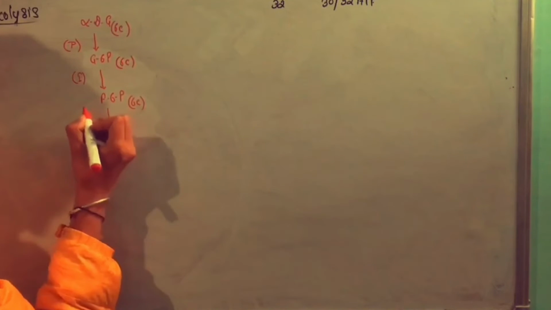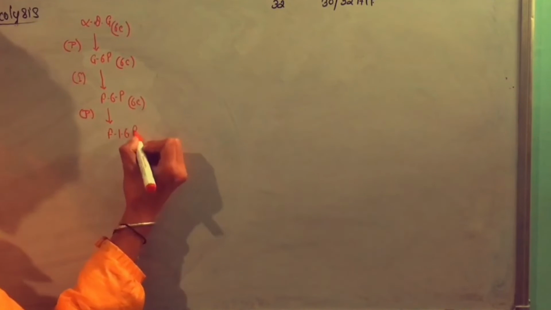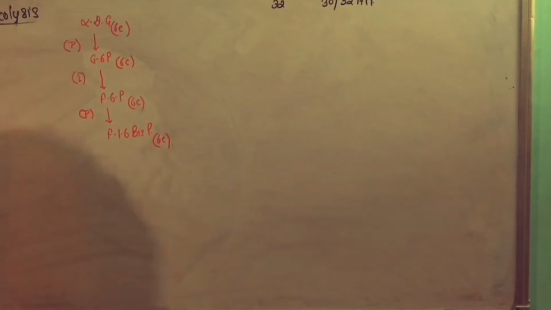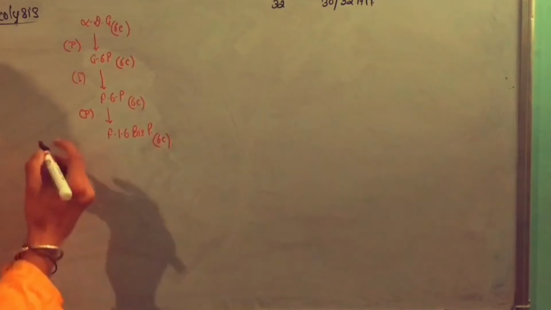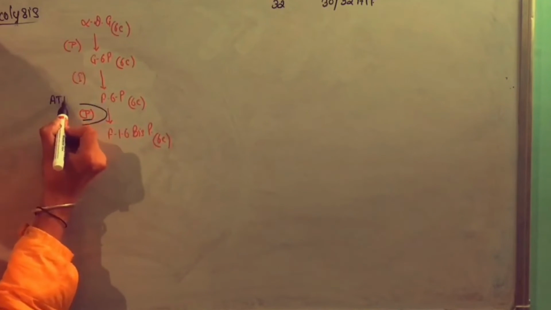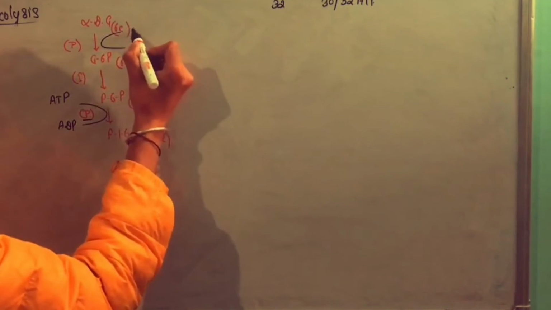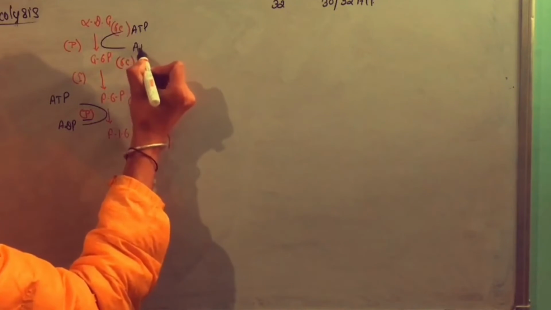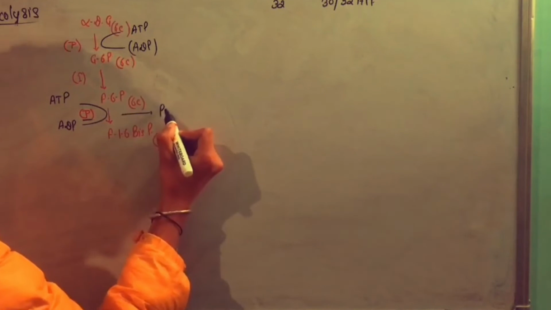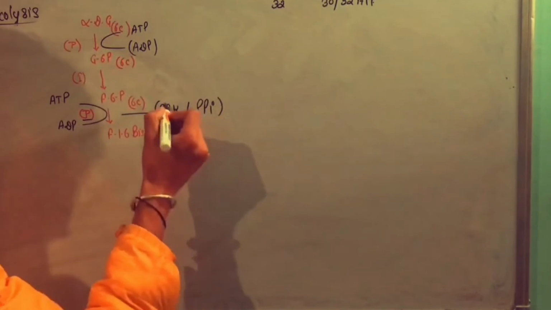Fructose 6-phosphate is converted by the process of phosphorylation into fructose 1,6 bisphosphate, again 6 carbon. During the formation of fructose 1,6 bisphosphate from fructose 6-phosphate, ATP is converted into ADP, and during the formation of glucose 6-phosphate from glucose, again ATP is converted into ADP. The enzyme used here is phosphofructokinase, or PFK. PPi can act as a phosphate donor.